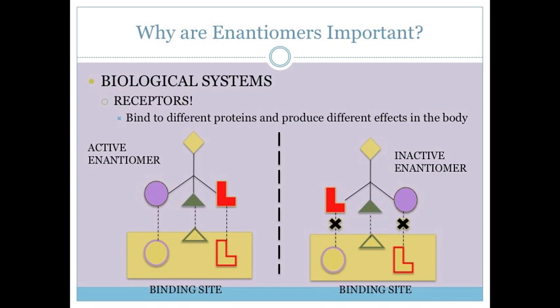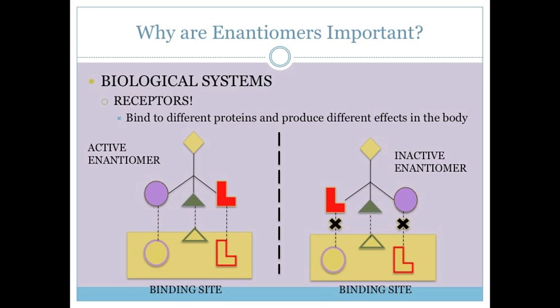So why are enantiomers important? As you can see with the lactic acid example, different enantiomers have different effects. This is because biological systems have receptors. Receptors are very specific and bind to different proteins and produce different effects within the body. The yellow rectangles each represent the same binding site. The binding site has a very specific orientation. A molecule that is going to fit into the binding site has to fit it perfectly.